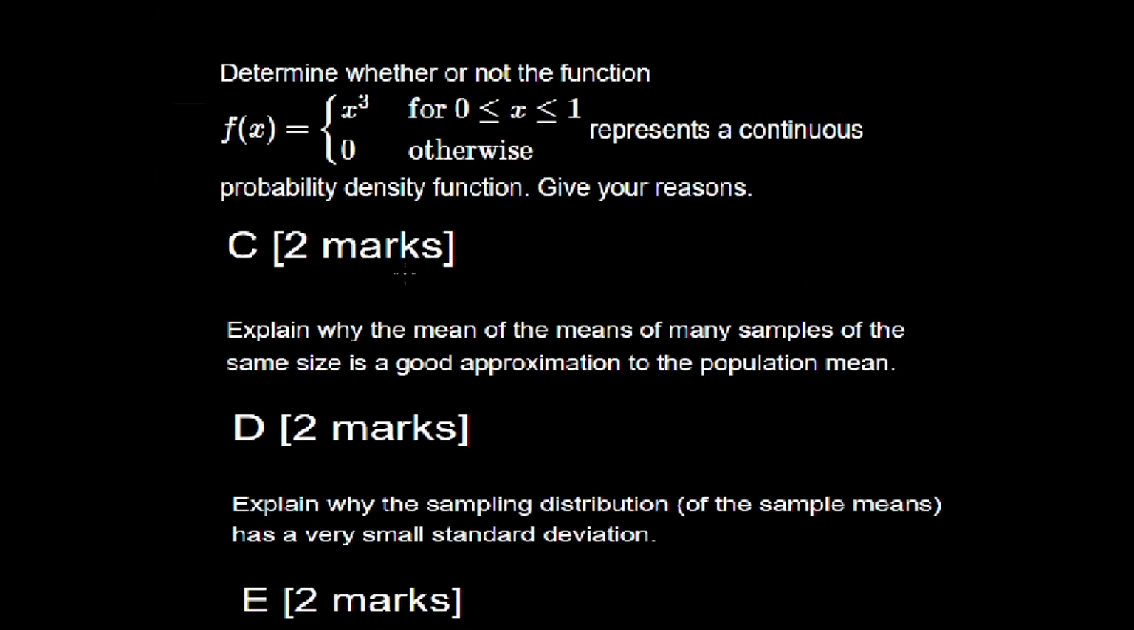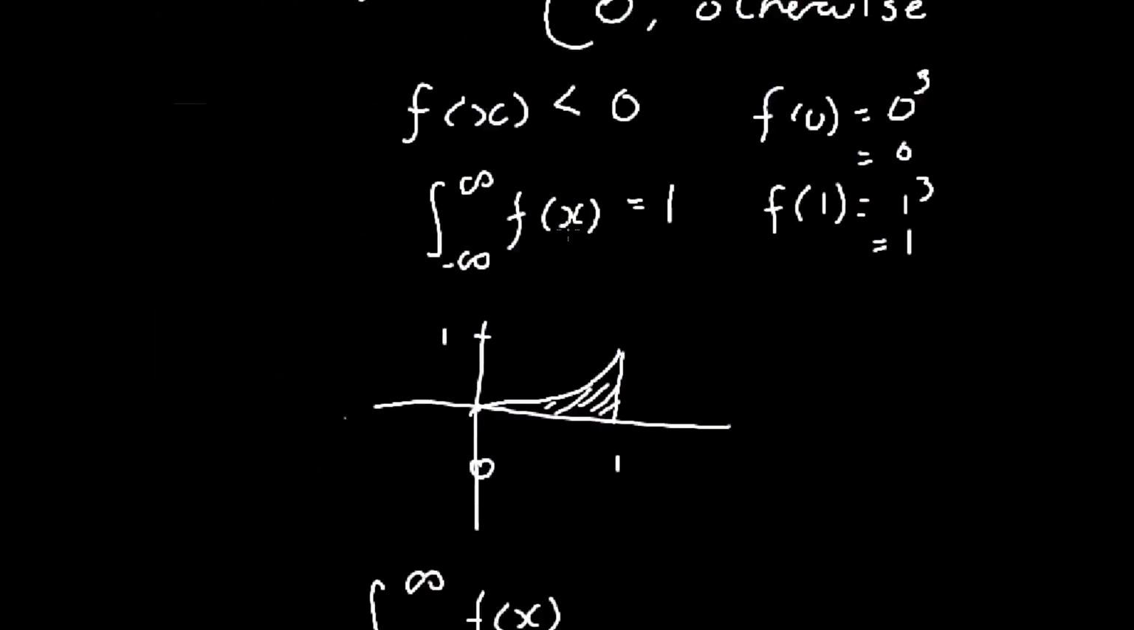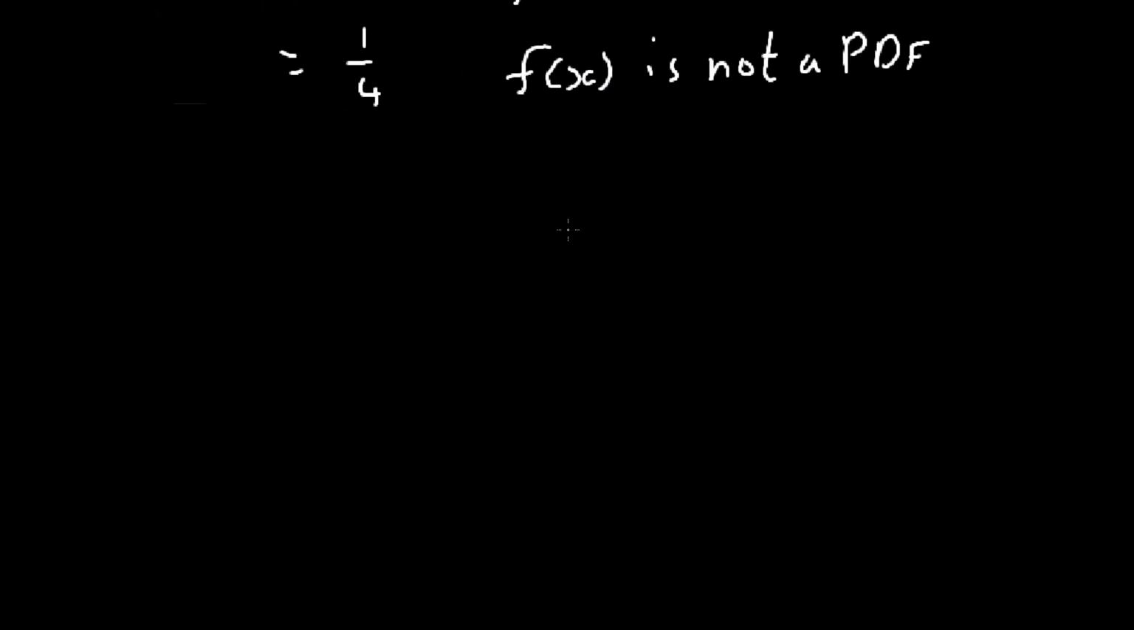The next bit, part C, explain why the means of many samples is a good approximation of the mean. So what happens is, if we have a sample of a population, right?